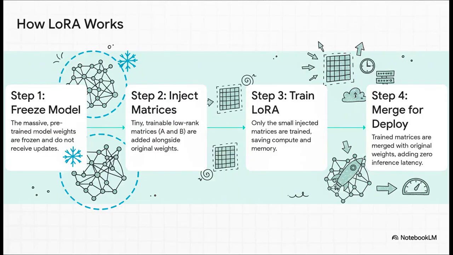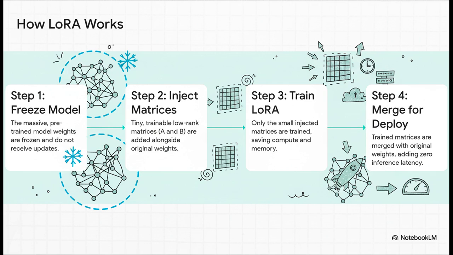Let me break this down with an analogy, because this is really cool. Think of the giant pre-trained model as a priceless masterpiece painting. You can't touch it, you can't edit it. That's step one. Now, LoRA is like taking a perfectly clear sheet of plastic, an overlay, and placing it on top of the painting. That's step two. Then you use a special pen to draw your changes right onto that plastic sheet. That's step three, training the tiny matrices. It's super fast and cheap. But here's the magic trick.